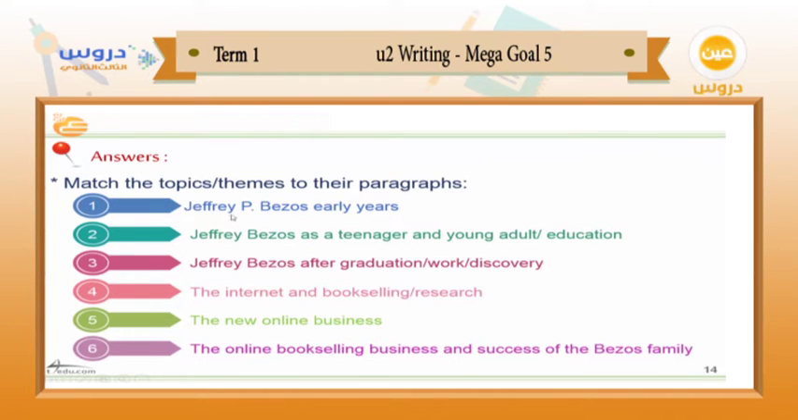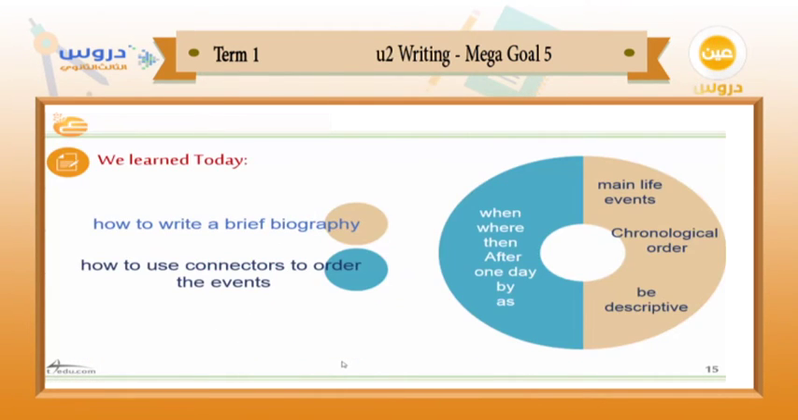So these are the answers for the topics or for the paragraphs. Number 1, Jeffrey P. Bezos' early years. Number 2, Jeffrey Bezos as a teenager and young adult, education. Number 3, Jeffrey Bezos after graduation, work, and also his discovery. Number 4, the internet and book selling research. Number 5, the new online business. Number 6, the online book selling business and success of the Bezos family. Okay, the Amazon company. Okay, this is all for today.